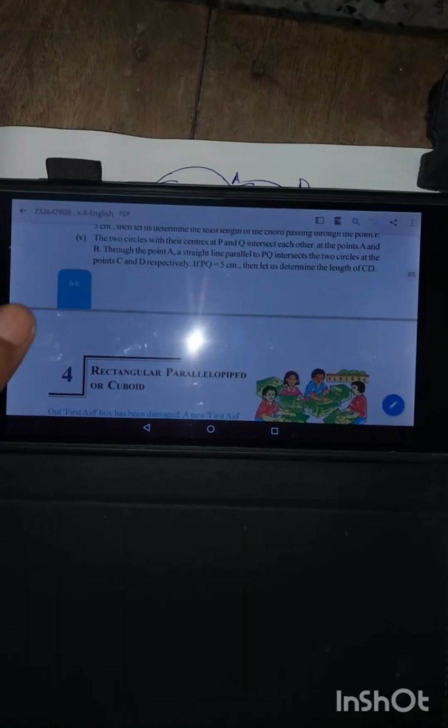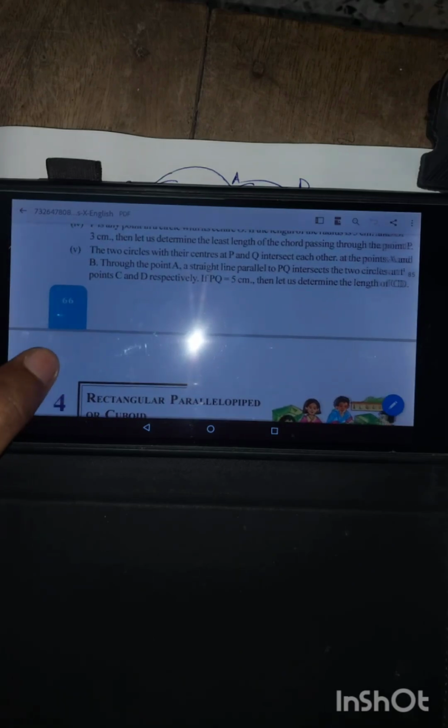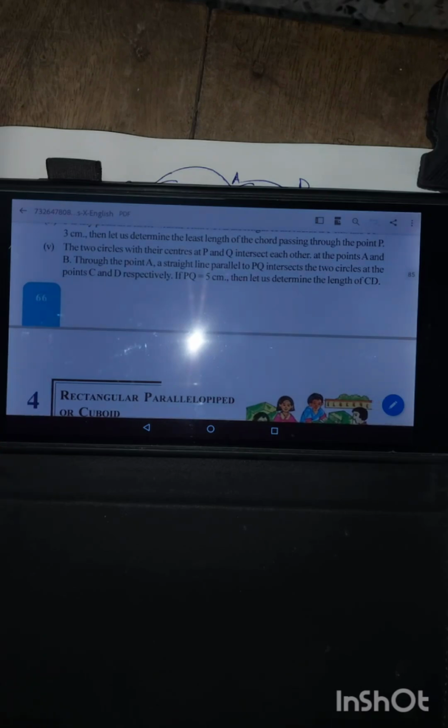Question number 5 says, two circles with their centers P and Q intersect each other at points A and B. Through the point A, a straight line parallel to PQ intersects the two circles at points C and D respectively. If PQ equal to 5 centimeter, then let us determine the length of CD.